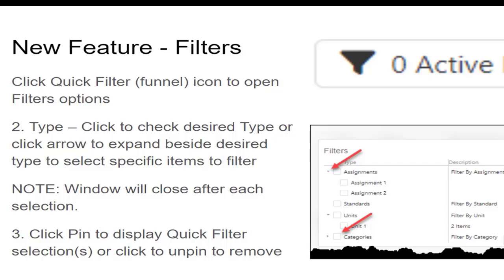Note that the window will close after each selection, so you have to open it up if you'd like to add other selections and filter it down a little further. You can click Pin to display quick filter selections, or click to unpin and remove. That's up at the top next to the X. So you'll have that option.